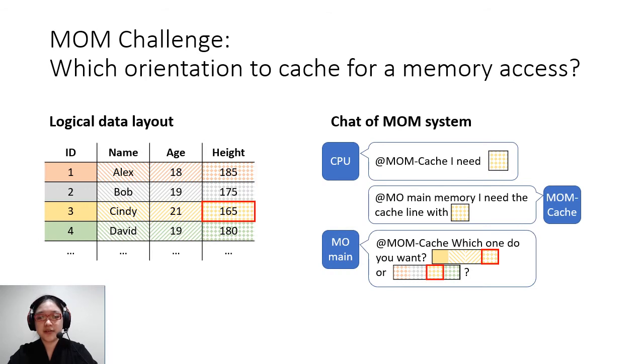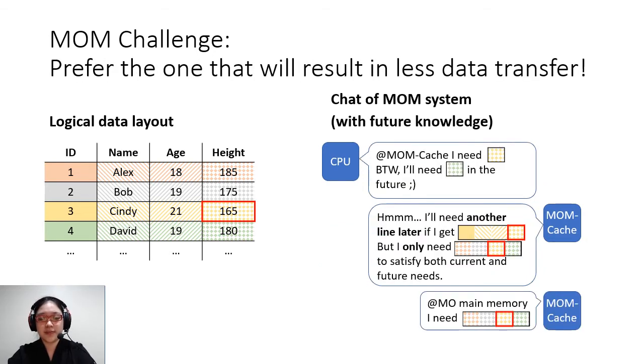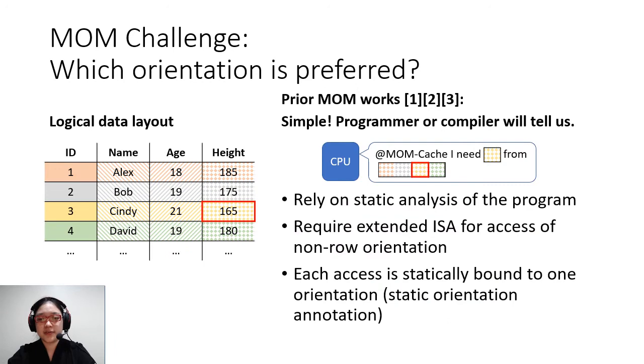When there is a scalar access request, it can be fulfilled with data in multiple orientations, and the choice on what to cache has to be made. Ideally, if we knew the future access pattern, the orientation that results in less data transfer would be preferred. To figure out which orientation is preferred, prior MOM works rely on static analysis, similar to what we already do for data layout optimization, and they extend the ISA to indicate oriented axis. We call this static orientation annotation.